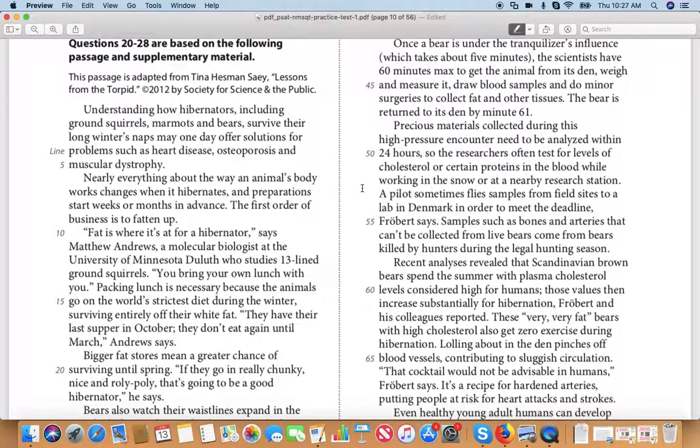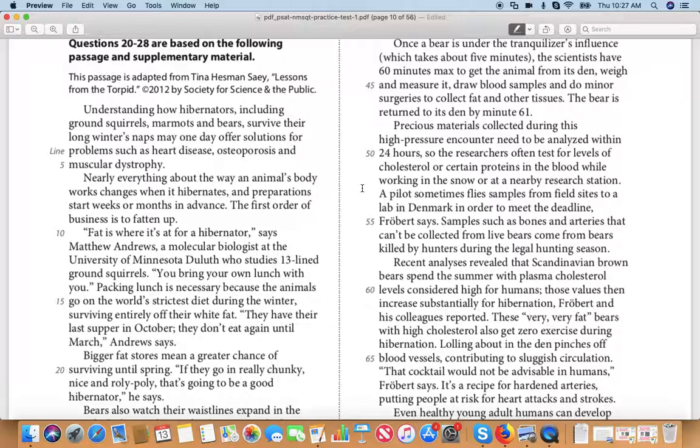So, understanding how hibernators, including ground squirrels, marmots, and bears, survive their long winter's naps may one day offer solutions for problems such as heart disease, osteoporosis, and muscular dystrophy. Yeah, if you're doing this work on your own, I'd probably recommend that you look up those words.